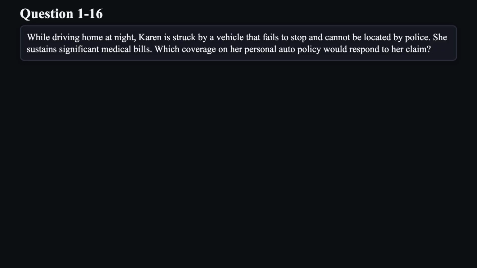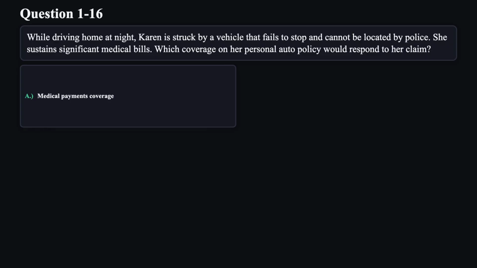Question 16. While driving home at night, Karen is struck by a vehicle that fails to stop and cannot be located by police. She sustains significant medical bills. Which coverage on her personal auto policy would respond to her claim?